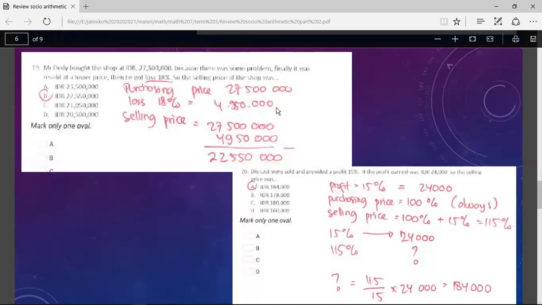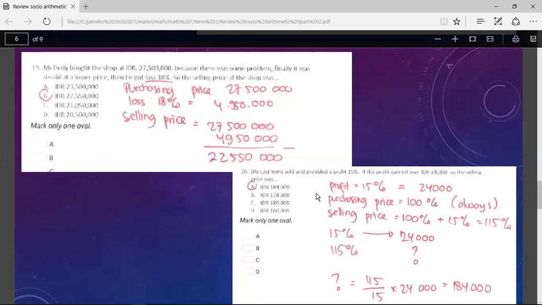So for the selling price, be careful, here we have a loss. So of course the selling price will be lower than the purchasing price. So what we have to do is subtract the loss from the purchasing price. If we have a loss, the purchasing price minus the loss. If we have profit, the purchasing price plus the profit. So the price will be 22,550,000 rupiah.